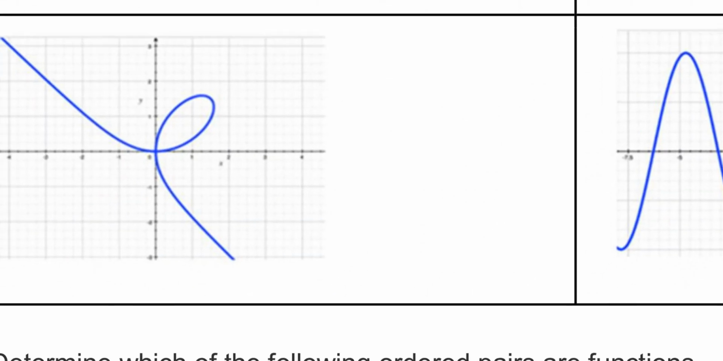Moving on to the next question here. This one's pretty quick. If I draw a vertical line down here, there's two y values there, so this is not a function.